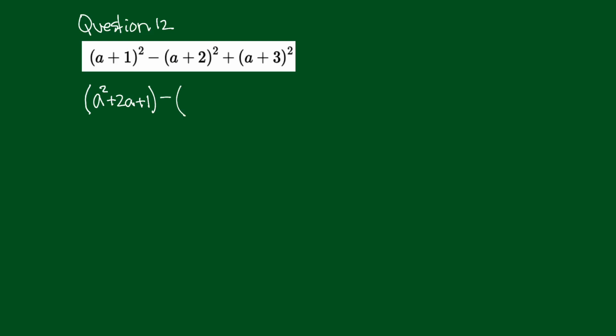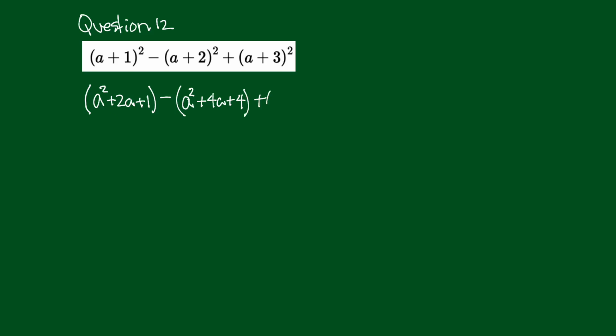Now let's look at this one. I'll put it in parentheses to capture all of it. All right, I'm squaring 2 terms. So square the first, a squared, multiply these 2 together. 2a, double it, 4a. Square the last. 2 squared is 4. Okay, I've got that one.